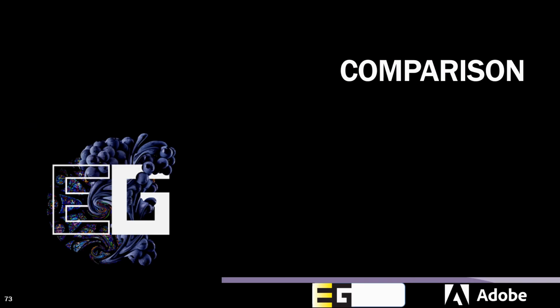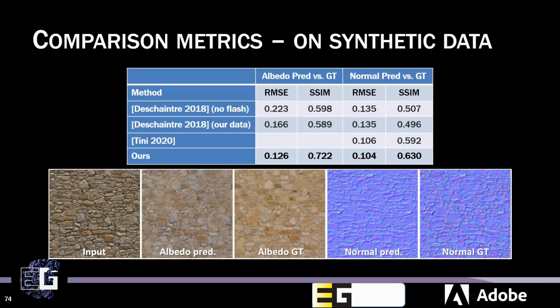Time for comparison. We compare ourselves to Deschamps 2018 in two ways. The first one, called No Flash, uses the same dataset as Deschamps 2018, but with no flash input. And the second one, called Our Data, is retrained with our dataset, still with no flash inputs. We also compare to Tiny 2020, only for the normal estimation, as this method does not propose an albedo prediction.